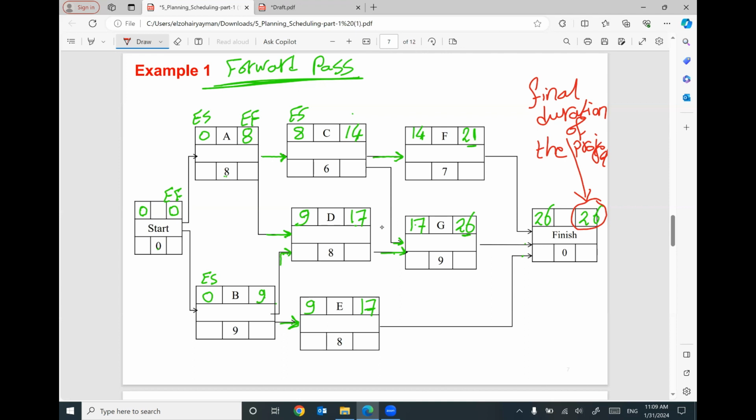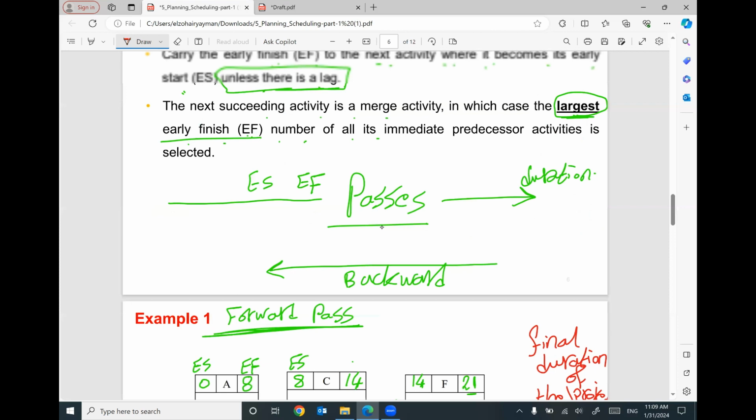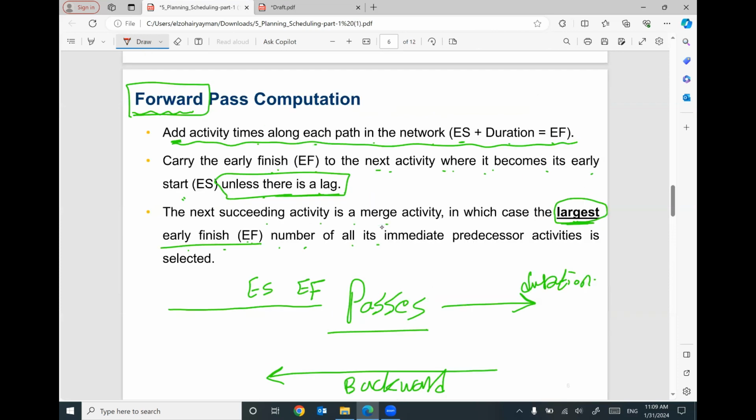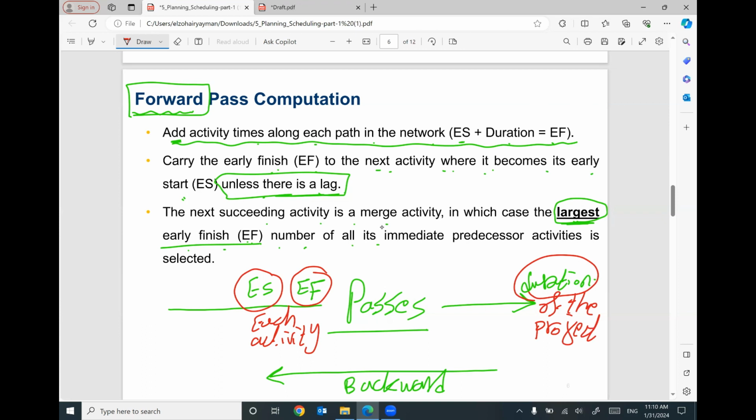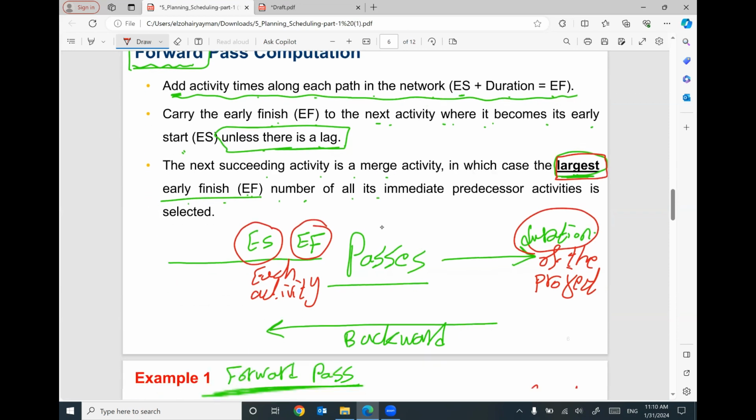Based on these numbers, I defined the early start and the early finish for each activity. So keep in your mind, the forward path computation will help you to figure out the early start and early finish for each activity, and at the same time will help you to find the final duration of the project. Remember, when you are moving forward, we are going to use the largest number as the early start for the following activities.